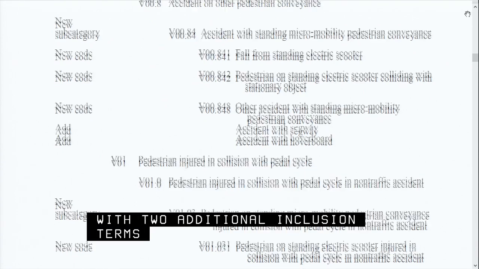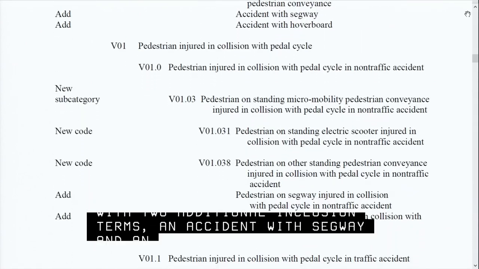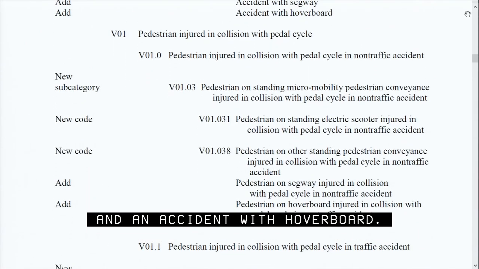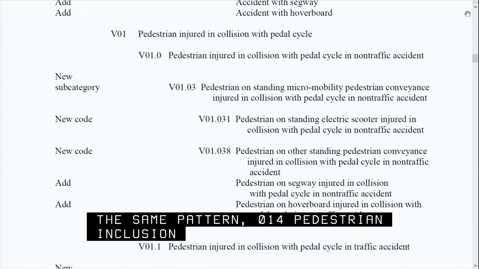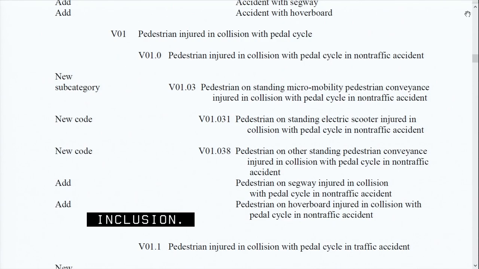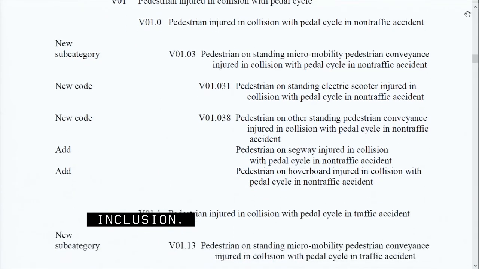The same pattern would follow at the following category and code levels. So the same pattern would follow at category V01 for pedestrian injured in collision with a pedal cycle, at that code V01.0, pedestrian injured in collision with pedal cycle and non-traffic accident. Also at V01.1, pedestrian injured in collision with a pedal cycle in traffic accident.